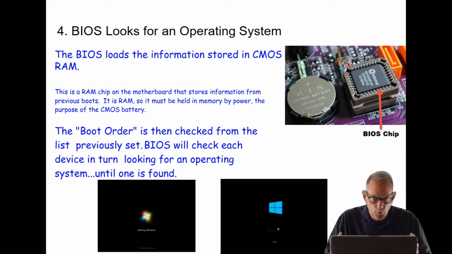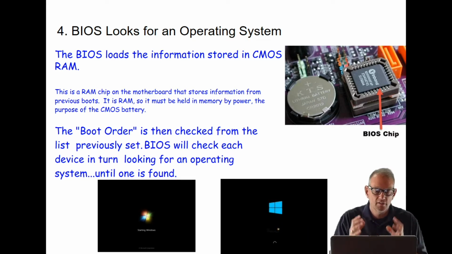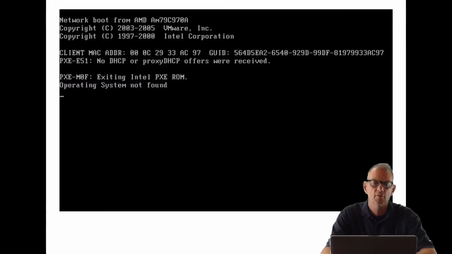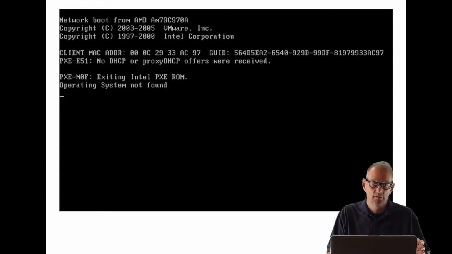When we get to this point, it loads the boot order from RAM, okay? And it checks to see and load it if it's found, whether that's Windows 10, Windows 8, Windows 7, or some other operating system. If it doesn't find it, you get an error. In this case, it says operating system not found. The errors aren't always clear, but they're usually black and white, like this.